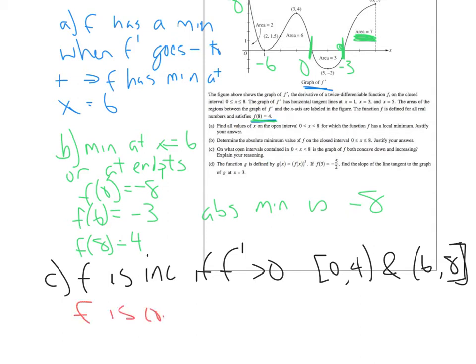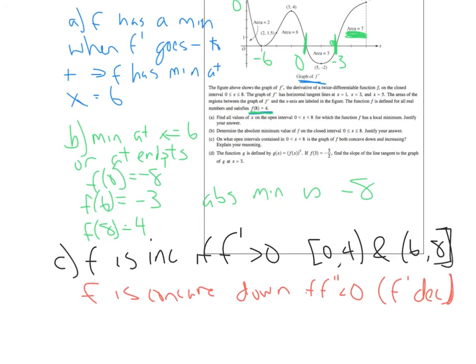F is concave down if f double prime is less than 0. You can also say f prime is decreasing. So f double prime is less than 0, or f prime is decreasing. So that occurs from 0 to 1, 3 to 5, and that's it.